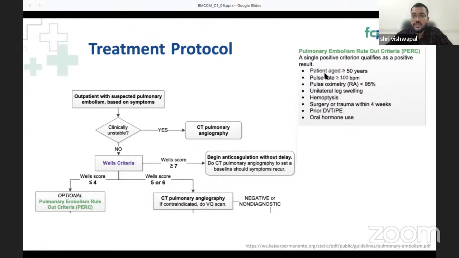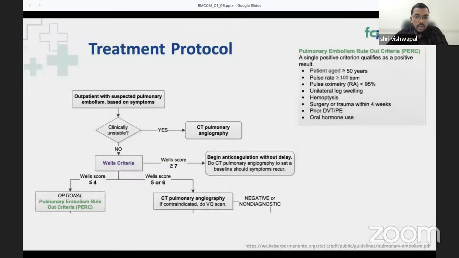This includes whether the patient is more than 50 years, if the pulse rate is more than 100, and on pulse oximeter, if the saturation is not maintained, unilateral leg swelling, hemoptysis, surgery or trauma within 4 weeks, whether DVT or PE, or whether any oral hormone or hormone replacement therapy is being used by the patient or not. Okay.